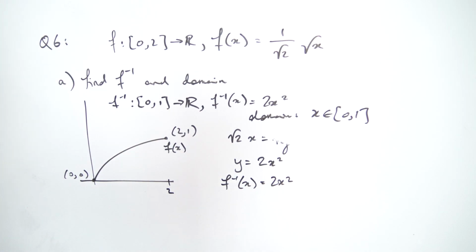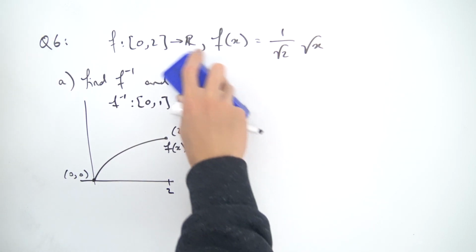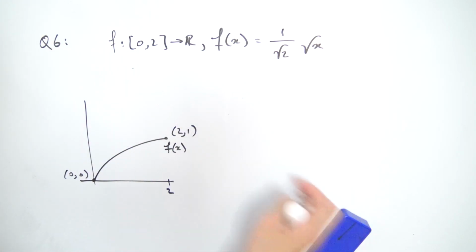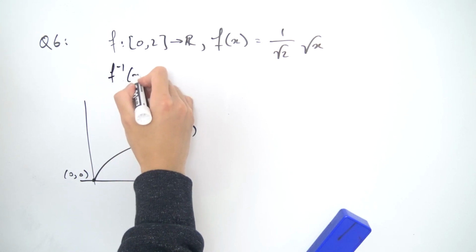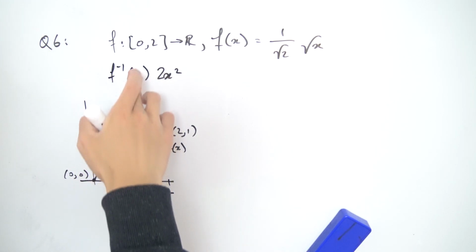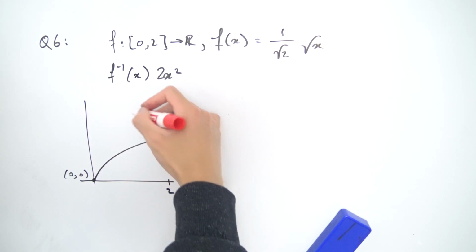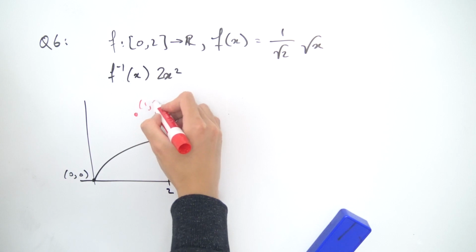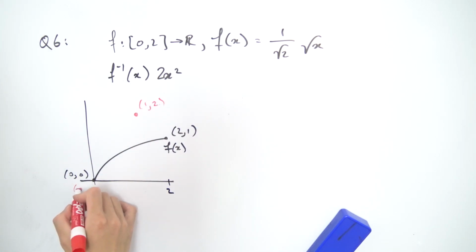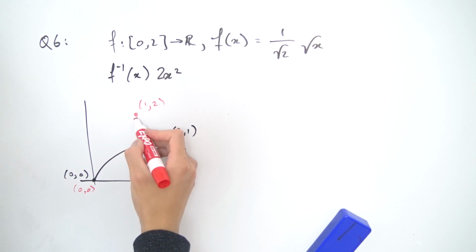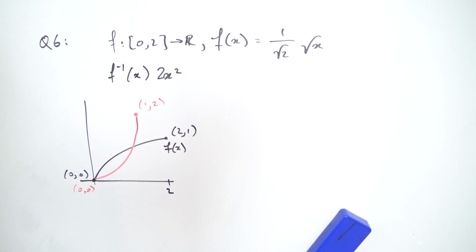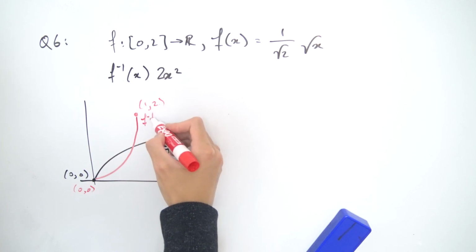And for part B, we have to sketch this inverse function. So we know f inverse of x is equal to 2x squared, and we have to sketch this on the graph right here. And that's pretty easy to do. Notice that when you sketch the inverse, the coordinates of the endpoints are reversed. So the endpoint right here would be 1, 2 instead of 2, 1, and the endpoint would remain the same for this bottom one as well. And you have the curve that looks something like this. So this thing is f inverse of x.